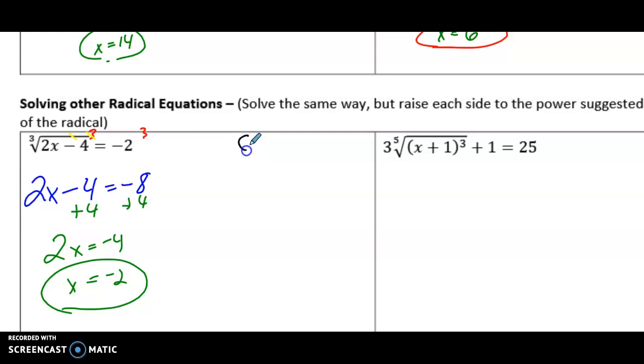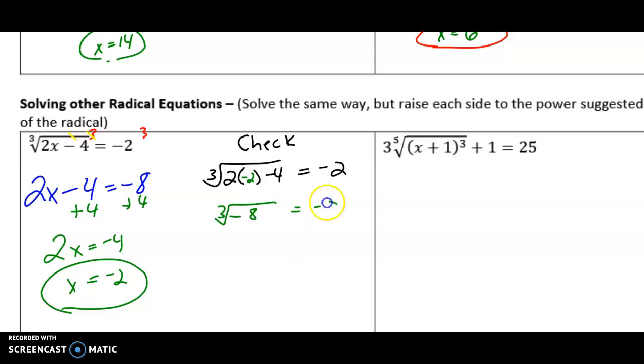Okay, if you want to check this one, go ahead and plug it back in. So we've got x to be negative 2. So we're going to take the cubed root of negative 8. Does that equal negative 2? Yep. Negative 2 times negative 2 times negative 2 is negative 8. So it checks out. So negative 2 is our answer.